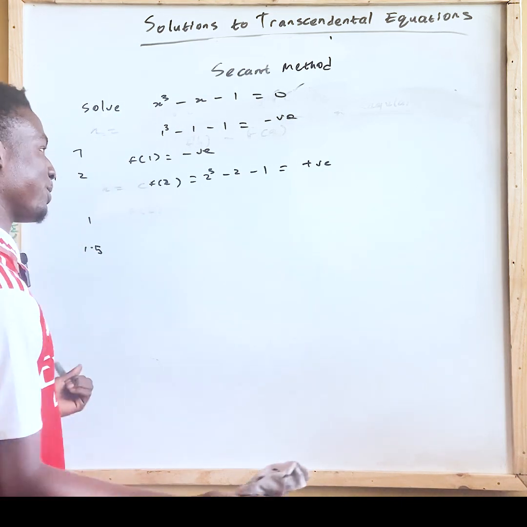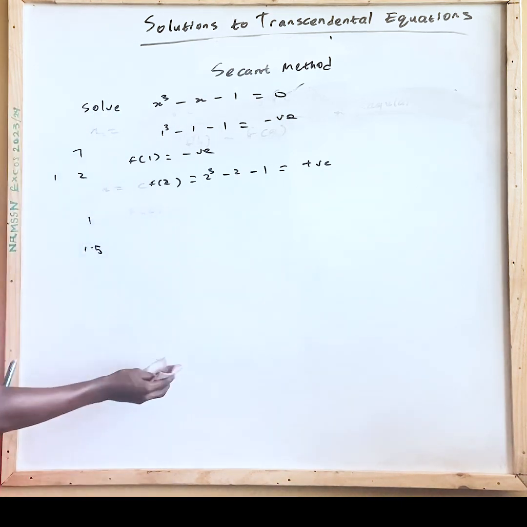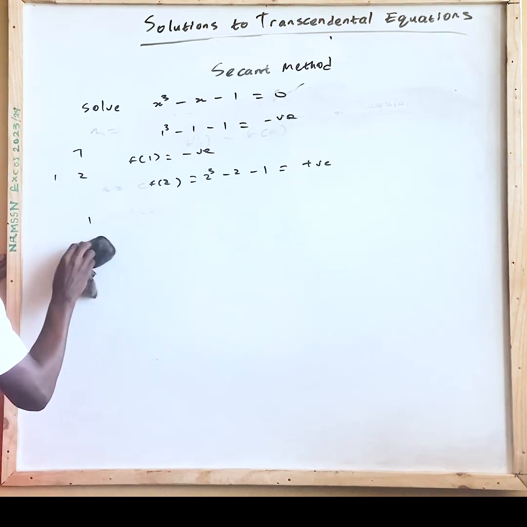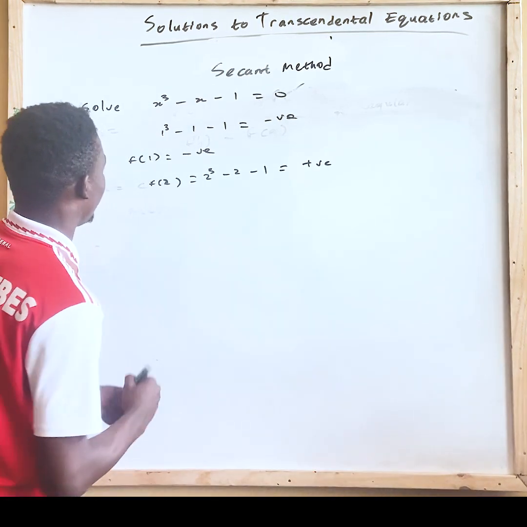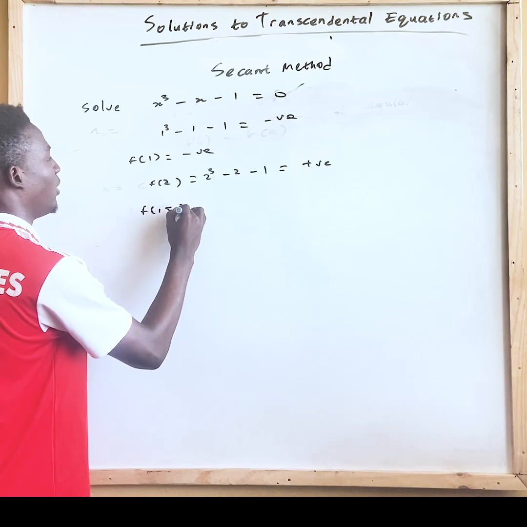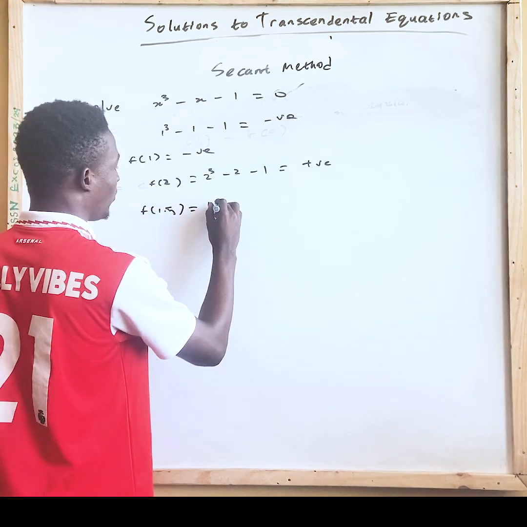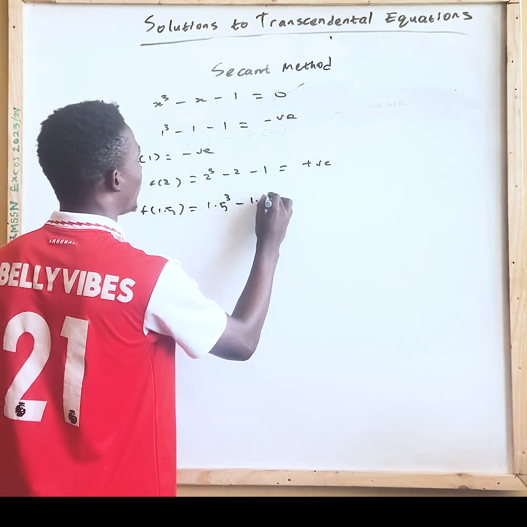I might be lucky if it's positive. Now, f of 1.5. I'll have 1.5 cubed minus 1.5 minus 1.